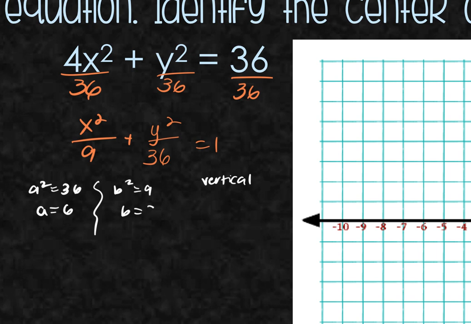You're right. And then what else do you know from your equation? It's the first thing you should read, and it's usually the last thing everybody realizes. The center is 0, 0 because there's nothing after the x and there's nothing after the y.